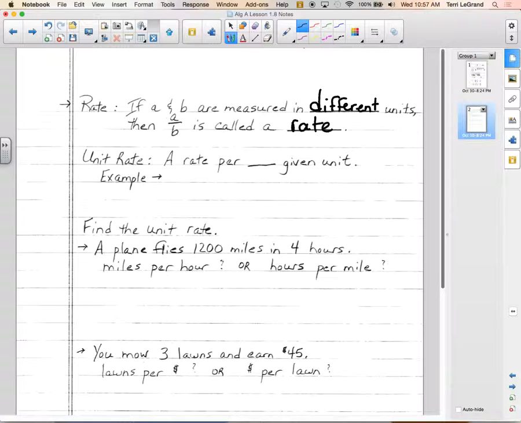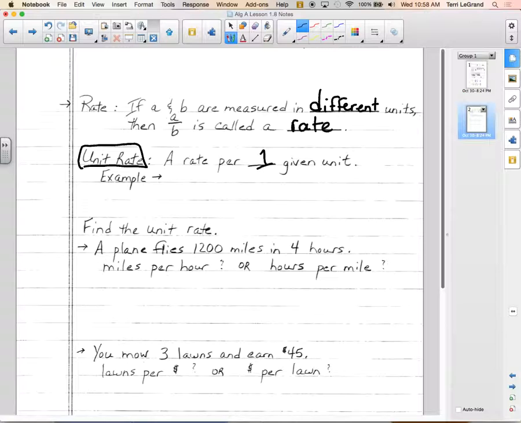And typically, in our everyday language, when we talk about rates, we talk about them as unit rates. Would you put a box around that? Typically, this is where we do our simplifying for rates. We change them into unit rates. And a unit rate is a rate per one given unit. So when we say our comparison, it's per one of something. Can anybody think of an example of a rate? And let's do it as a unit rate.